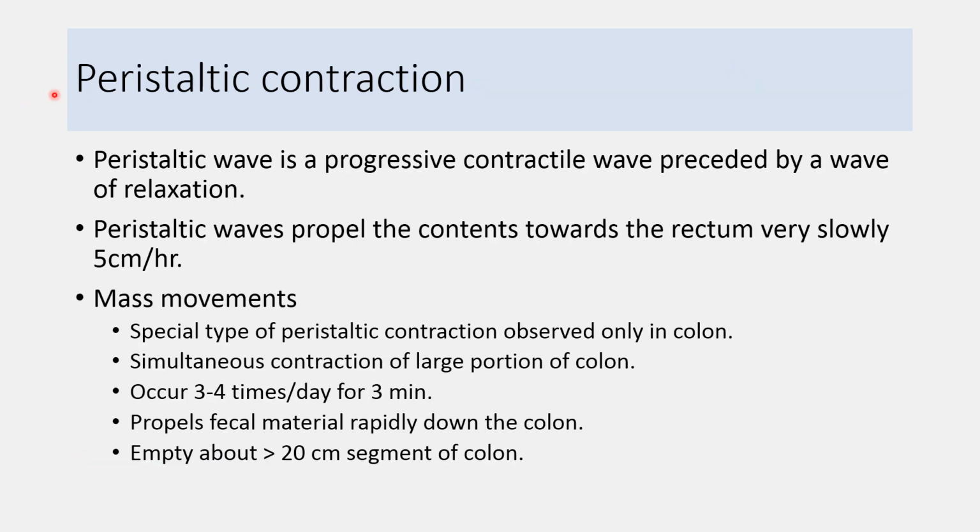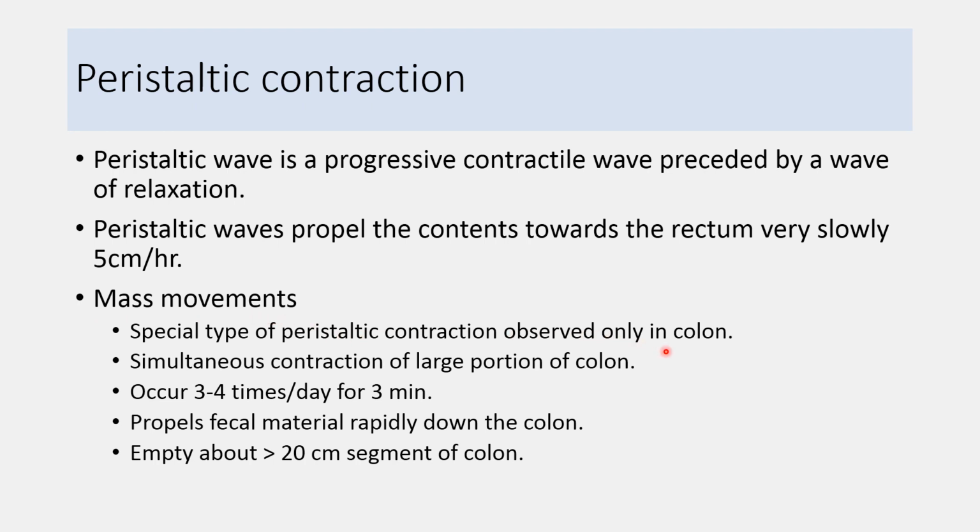Now, the second type of movement observed in the large intestine is the propulsive movement, that is, the peristaltic contraction. A peristaltic wave is a progressive contractile wave which is preceded by a wave of relaxation. The peristaltic wave propels the content towards the rectum very slowly, at the rate of about 5 cm per hour. A special type of peristaltic contraction observed in the large intestine is the mass movement.